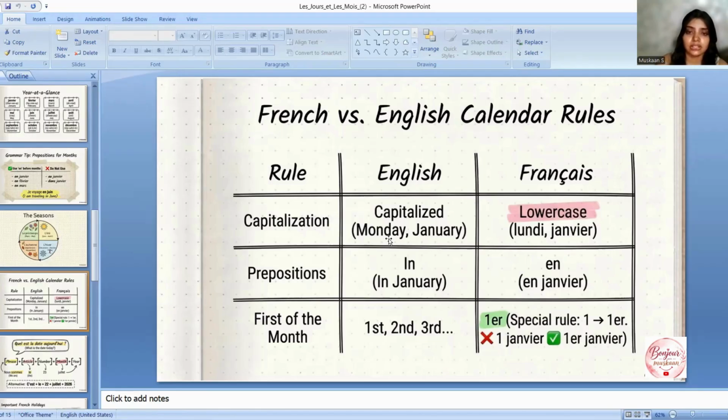First is capitalization: months, years and the days of the week are always capitalized in English, but in French they are always in lowercase. Second is about prepositions. It is "in" in English, but in French it is "en". Then third is the first of the month. In English we say first, second, third, fourth, but in French it is "er". We call it premier. We don't say "en janvier", we say "premier janvier". So there are 3 differences: capitalization, prepositions, and the first of the month.